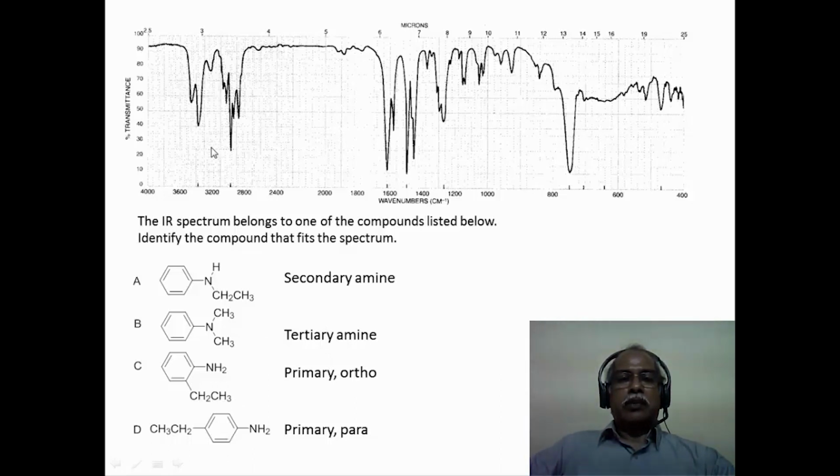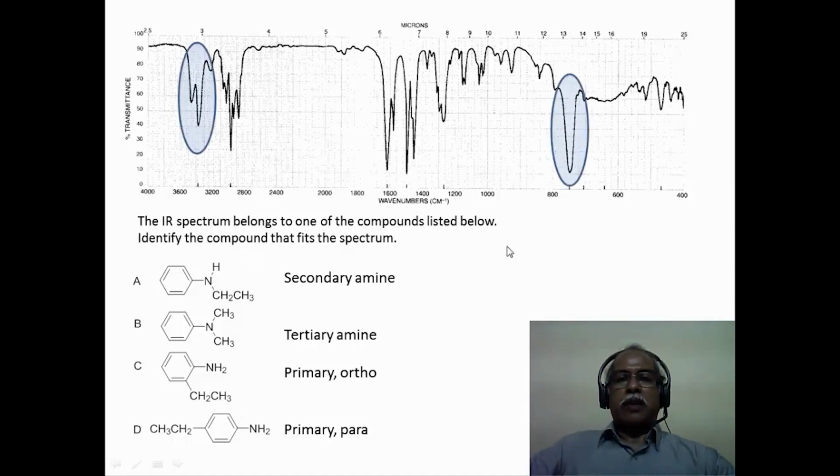The NH of a primary amine gives both asymmetric as well as symmetric stretching frequencies. That is why it comes as a doublet, which will be absent in the secondary amine as well as the tertiary amine. So A and B can be straight away ruled out on the basis of the NH stretching frequency being a doublet. So only C and D seem to fit the criteria.